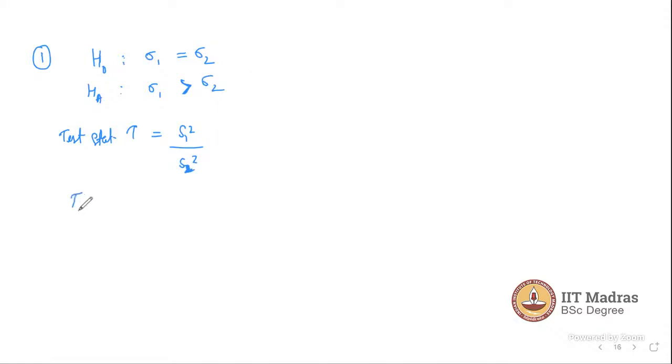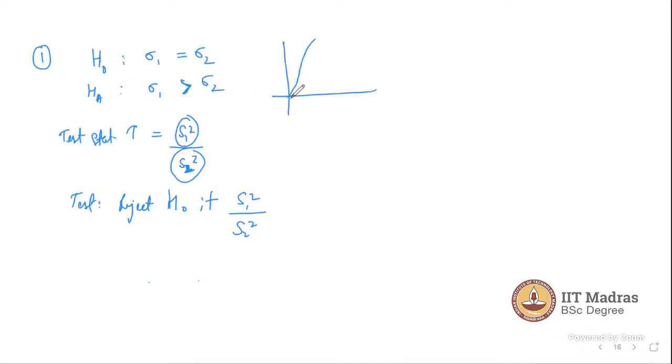So I will say my test is: reject H0 if S1 square by S2 square. These S1 square, S2 square values will be given to you in the problem statement, right? So if this comes out to be, let's say, less than 1, you will say you are rejecting H0 if S1 square by S2 square is less than 1 minus CL.